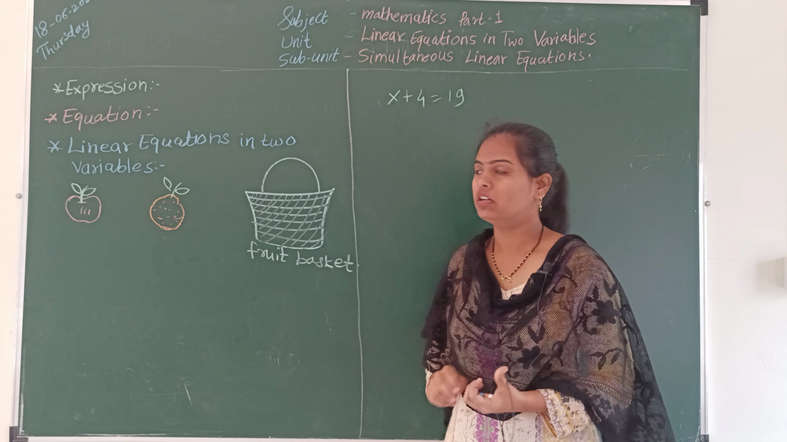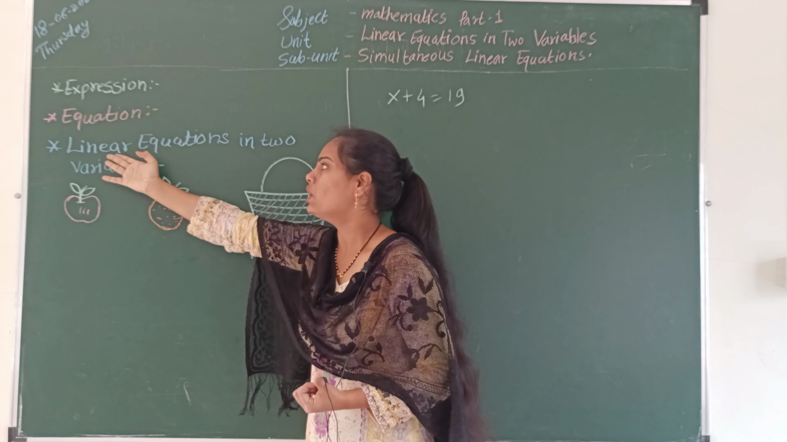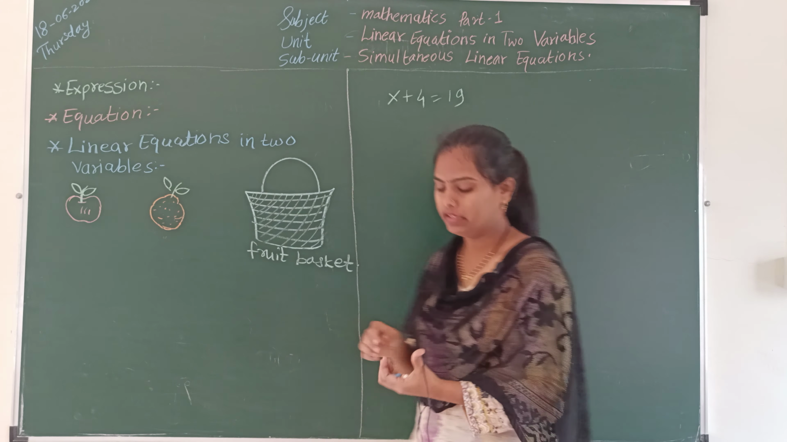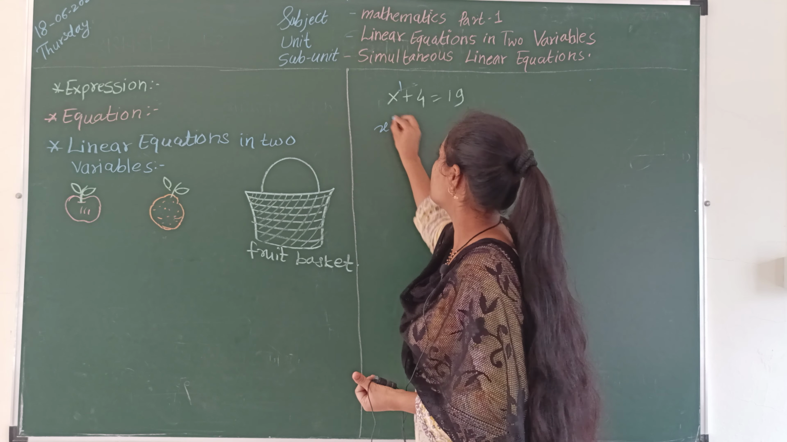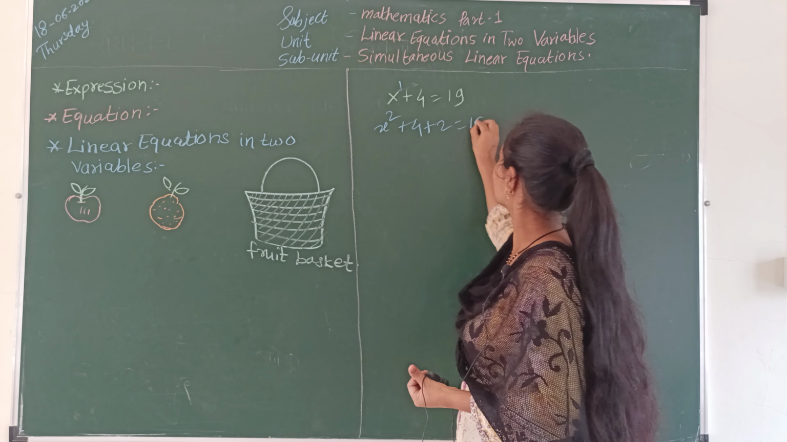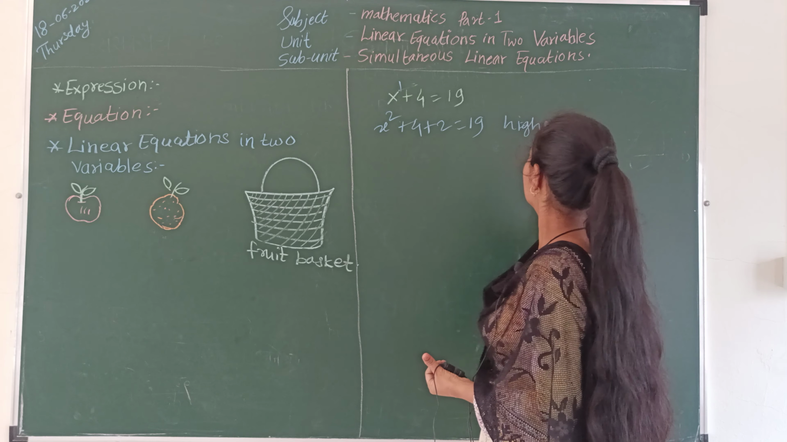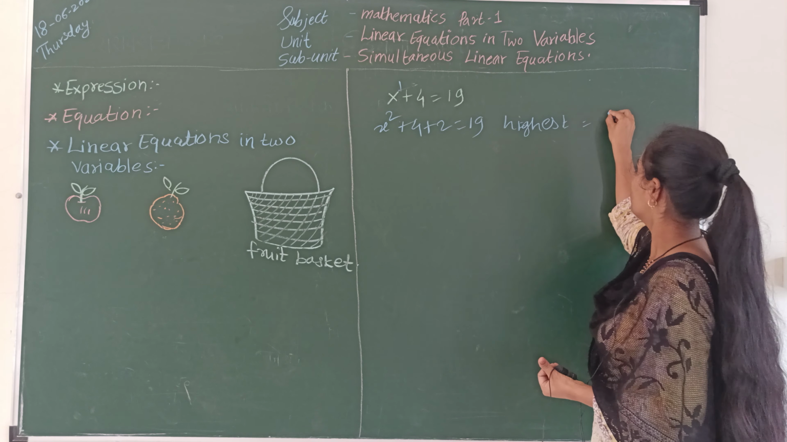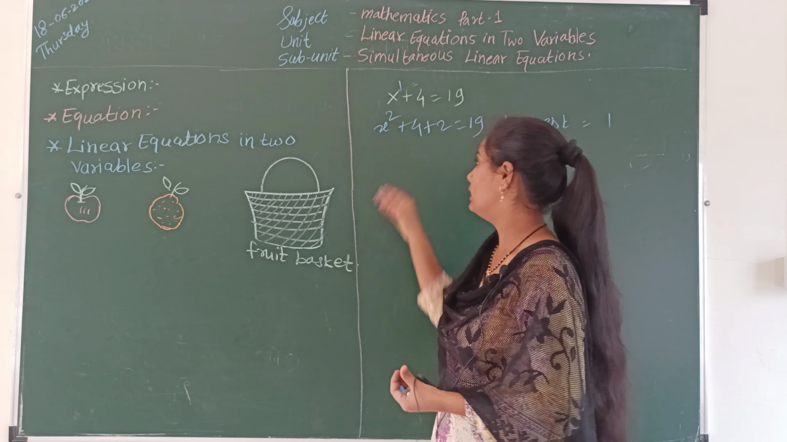Now what is meant by linear? You know what expression means, what equation means. Now what is meant by linear? Linear means the power is equal to 1 in the equation. Suppose this is also an equation, but this is not a linear equation because the highest degree we want is 1 in a linear equation. That's why this is not a linear equation.